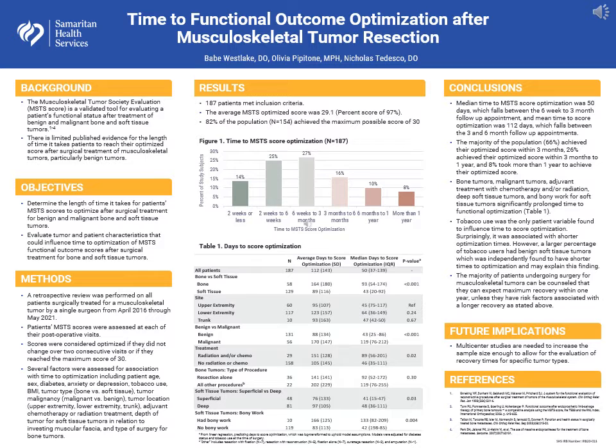Key conclusions: the majority of the population reached their MSTS optimized score within 3 months. Bone tumors, malignant tumors, and treatment with adjuvant chemotherapy or radiation were associated with a significantly longer time to score optimization. Tobacco use was the only patient characteristic found to influence time to score optimization. However, we found that the tobacco users were also mostly made up of patients with benign soft tissue tumors, which were independently found to have shorter times to optimization.